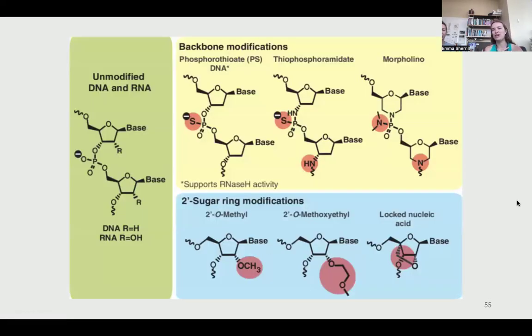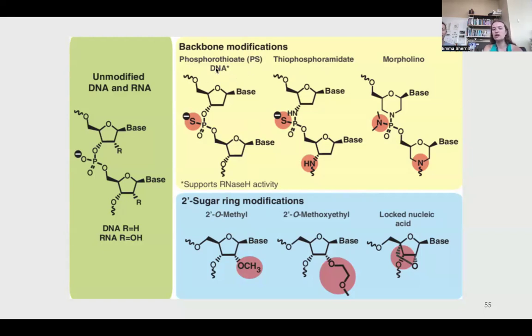Okay, so first I put a summary slide of the different types of modifications that we most commonly think of when we're looking into ASOs. These are probably things that you've maybe heard of when reading about ASOs or ASO papers. So you can have fully unmodified DNA and RNA, and then there are additional backbone modifications or 2' sugar ring modifications that you can add on to that.